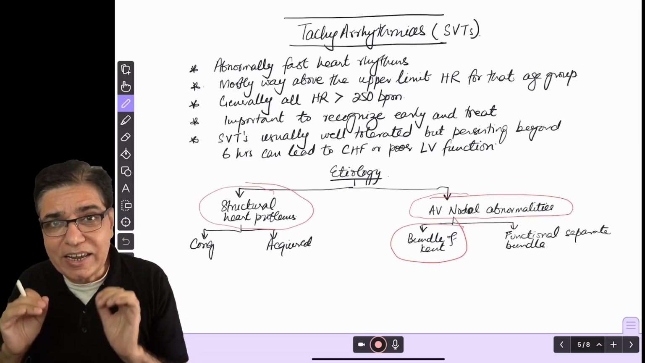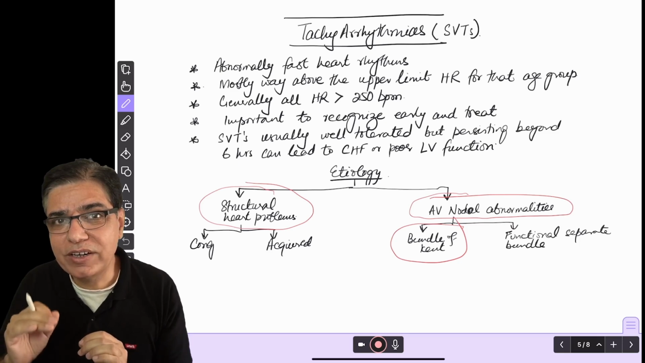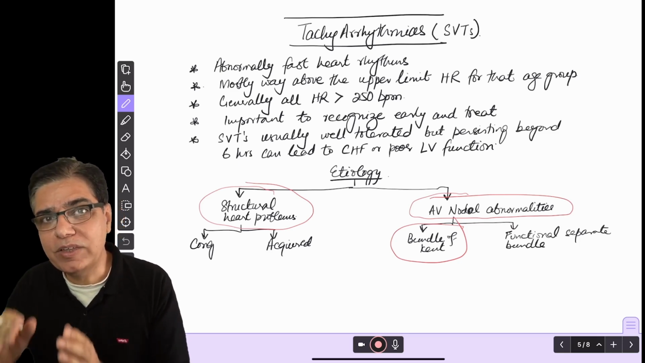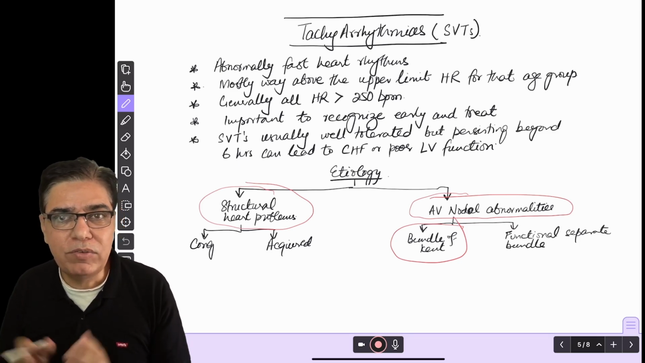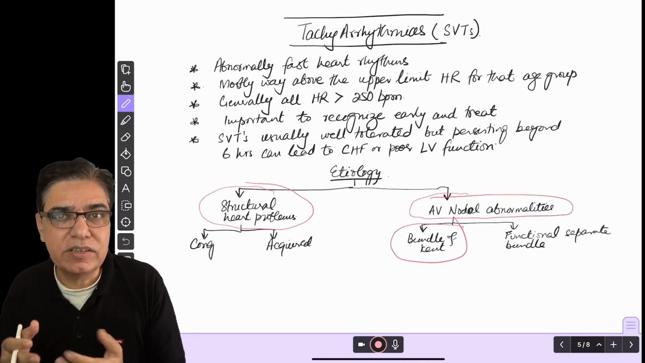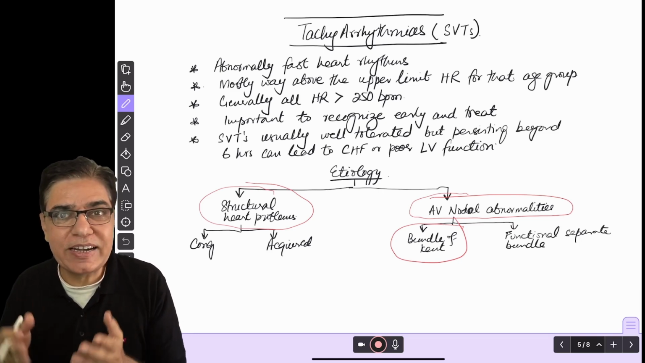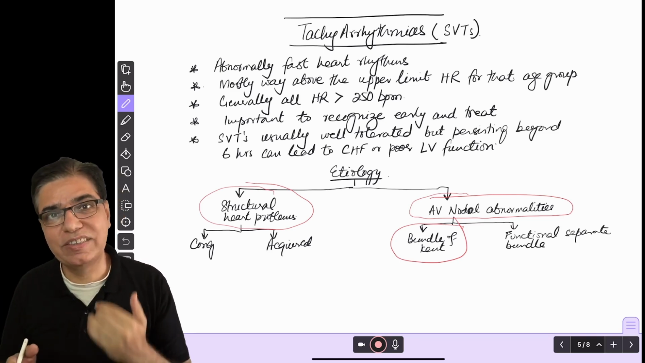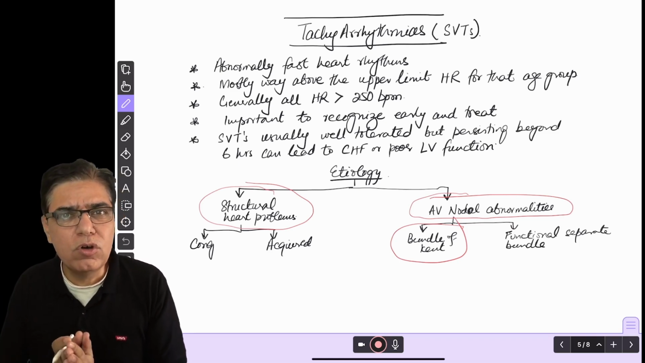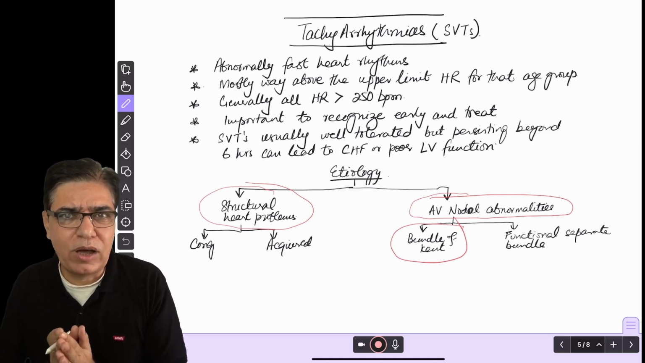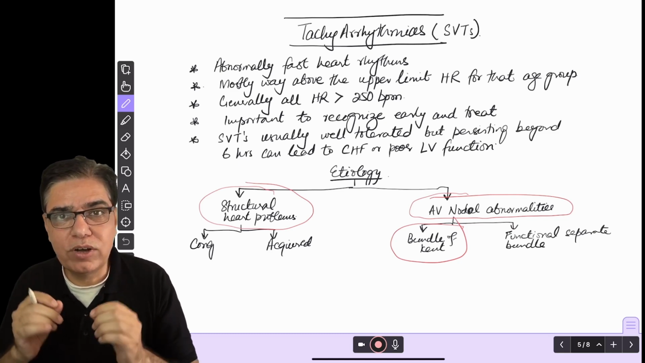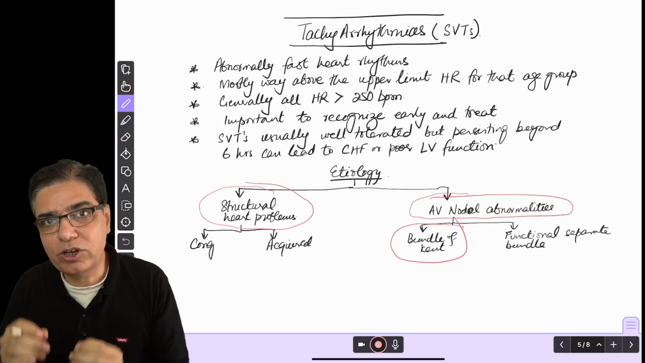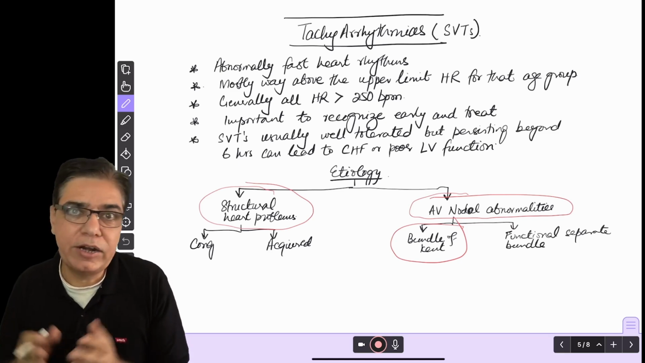So for that age group, if the heart rate is way above the upper range of the normal, we call it tachyarrhythmia. Arrhythmia means that's not the normal rhythm. Tachy means fast. So it's not on the slow side, it's on the higher side. So, fast heart rate. Now again, as I told you, you have to consider the age group of that particular child, and it would vary.